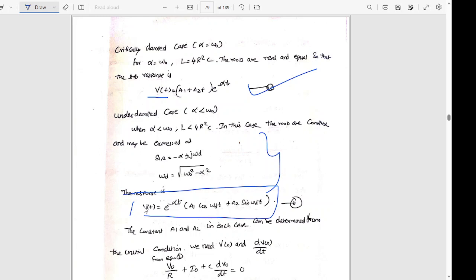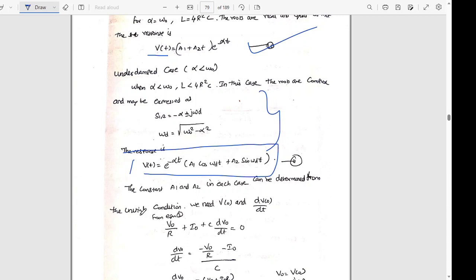The constants A1 and A2 will be calculated based on the initial conditions. In the series RLC I used B1 and B2. Here we are using A1, A2. The constant name doesn't matter. You can use B1, B2 also here. So here the initial conditions we need are V of 0 and dV of 0 by dt.